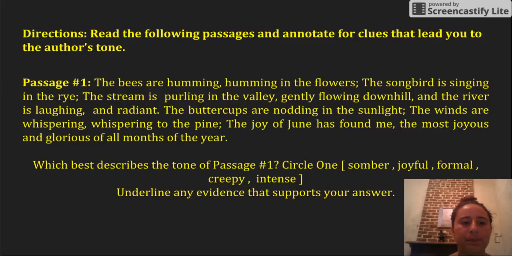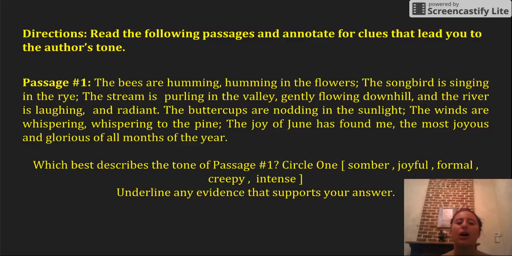Passage 1. The bees are humming, humming in the flowers. The songbird is singing in the rye. The stream is purling in the valley, gently flowing downhill. And the river is laughing and radiant. The buttercups are nodding in the sunlight. The winds are whispering, whispering to the pine. The joy of June has found me, the most joyous and glorious of all months of the year.